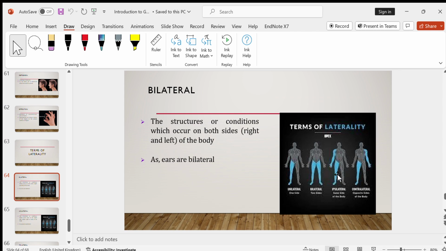Now we'll discuss various terms of laterality. We all know that bilateral means on the two sides, unilateral means on one side, and ipsilateral means of the same side. For example, the right arm and the right leg are ipsilateral, and contralateral is of opposite sides. The right arm and the left leg are contralateral to each other.